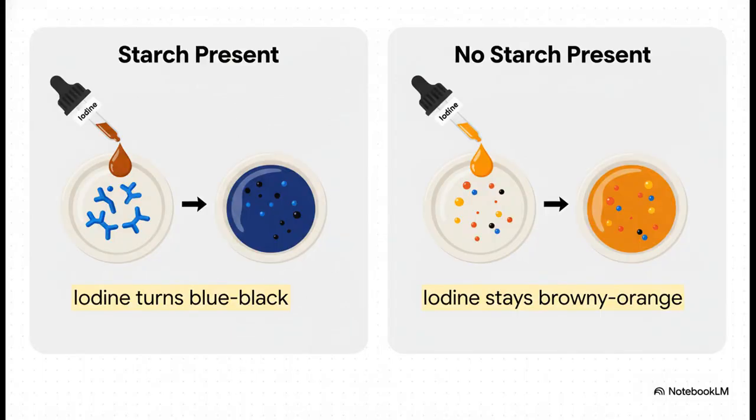So, why are we using iodine? Well, it's our starch detector. If starch is around, the iodine turns from its normal browny orange color to a deep blue-black.